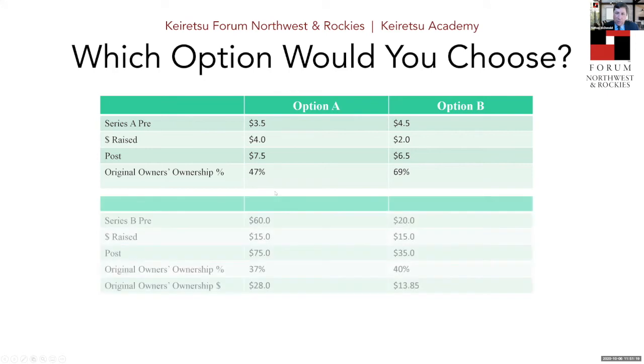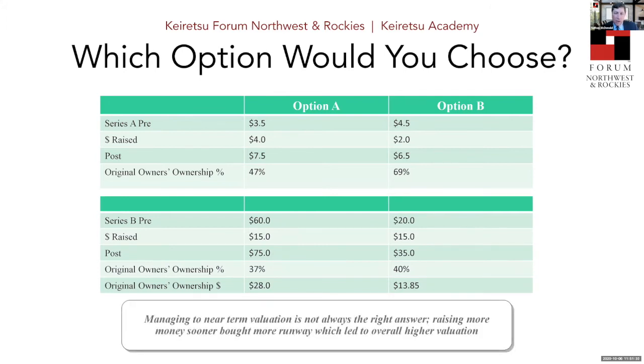So if we move forward and look at the results of what actually happened in this real world scenario, the extra cash that option A raised allowed them to execute much further, get their product further into the market. And so when they came to their next round of funding, they had product market fit. They were able to get a much higher valuation. Whereas unfortunately option B, $2 million just wasn't quite enough to get to the milestones they needed. So their valuation on their B round ended up being just $20 million.